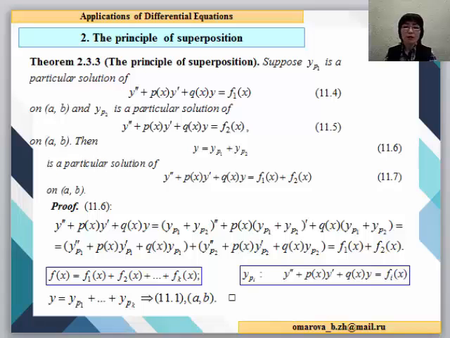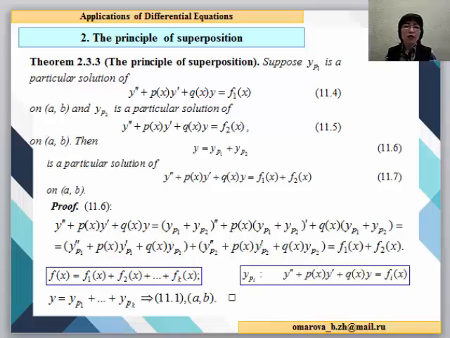Let's prove the third theorem. If we take the equality 11.6, we substitute it into the equation 11.1 and we obtain the following equality. Next we combine the like terms, and using that y sub p1 and y sub p2 are particular solutions of the equations 11.4 and 11.5 respectively, the first parenthesis is equal to phi sub 1 of x and the second parenthesis is equal to phi sub 2 of x. Then we obtain the following equality.